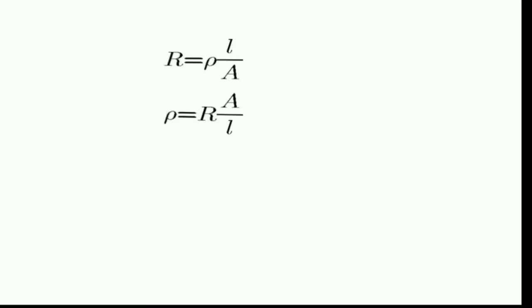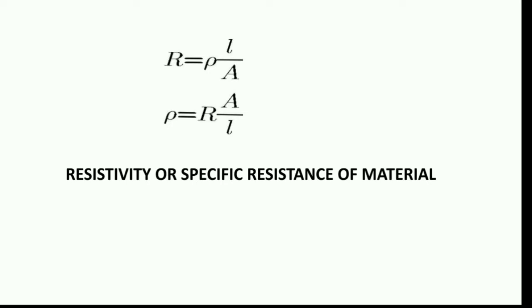And now let's talk about this rho. From the previous equation, we got R equals rho times L by A. So if we write the expression for rho, it will be R times A by L. This rho is called resistivity or specific resistance of the material. Suppose the material is of unit length and it has a unit cross-sectional area. Then the resistance offered by this material will be called its resistivity.